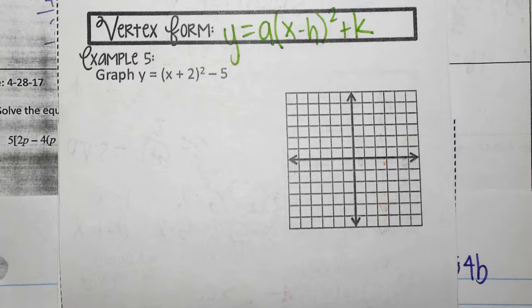Okay, so, this is vertex form. A times x minus h quantity squared plus k. And I know it looks funky, but it's going to be able to give us all our information. And they're really great.